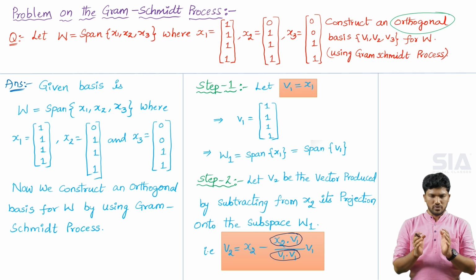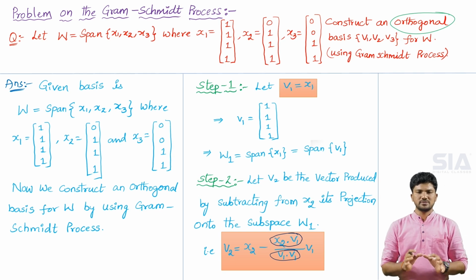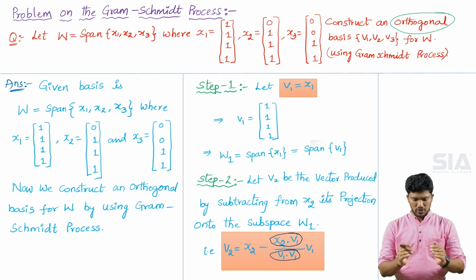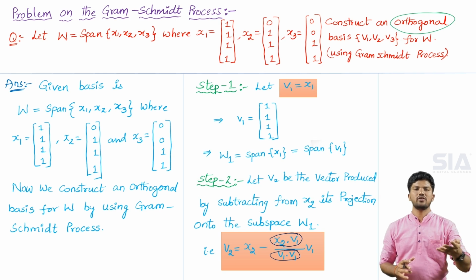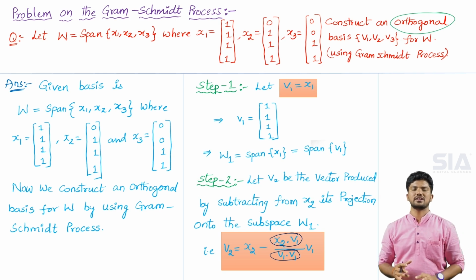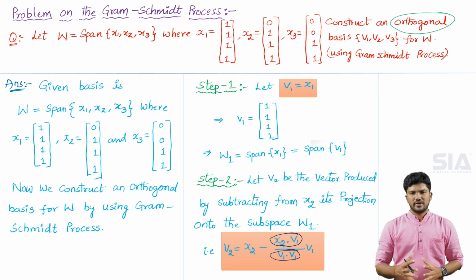Okay, so this is one of the very important problems based on the Gram-Schmidt process. If you get any question in the examination, you need to proceed in this format only. Step 1, step 2, step 3. If you have extra vectors, then you go to step 4. That is all. I hope you understood this lecture very well. So this is the total explanation of this lecture.